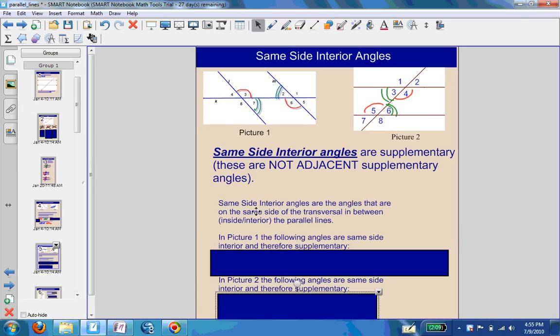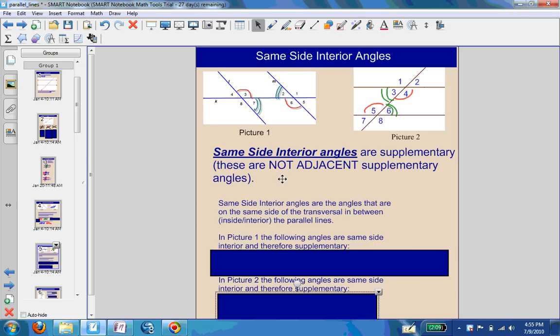The next definition is same side interior angles. So if you look up at the pictures, again, same side were the ones that were on the same side of the transversal. Interior, again, means between the parallel lines. So 3 and 5 are on the same side of the transversal, and they're also interior between the parallel lines. 4 and 6 are same side of the transversal, and in between, interior, the parallel lines. The same side interior angles.